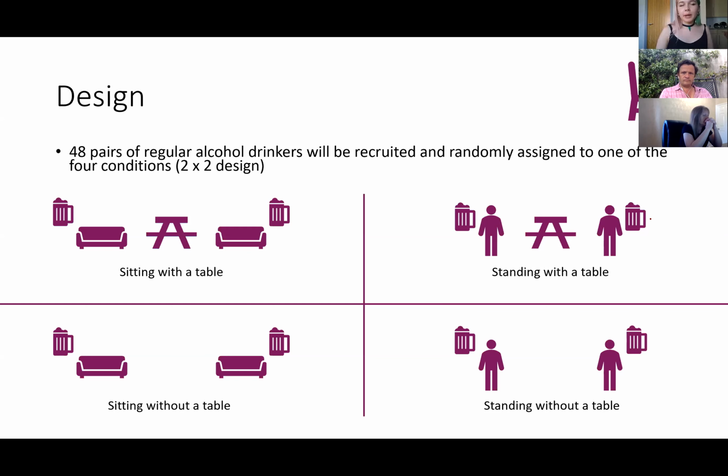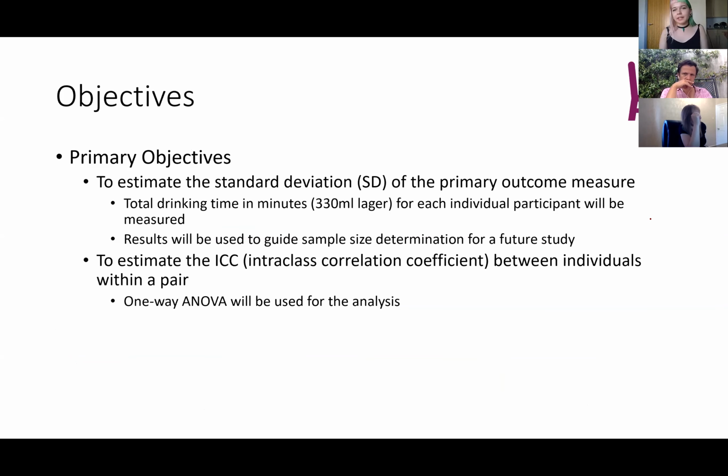So the primary objective is to estimate the standard deviation of the primary outcome measure, to then use these results for sample size calculation for a future study. And the outcome measure is total drinking time in minutes for each individual participant. So we're going to analyze data for each individual rather than a pair. But also, we estimate the intra-class correlation coefficient between individuals within a pair using a one-way ANOVA.